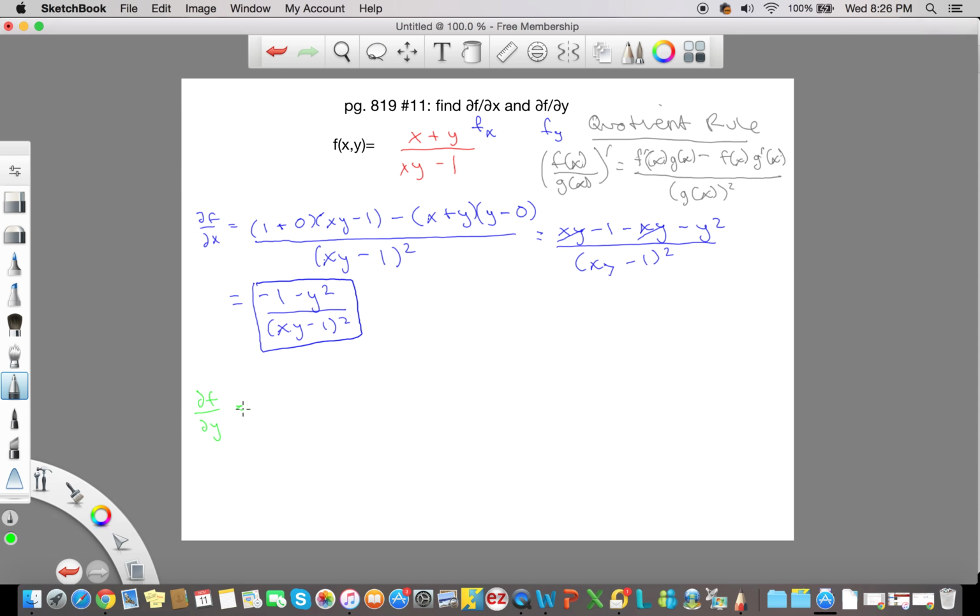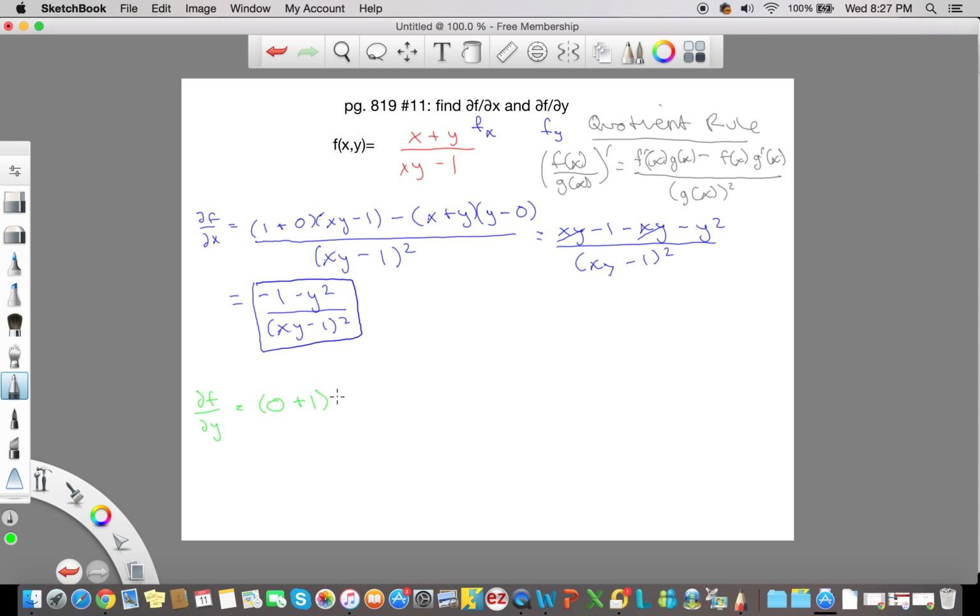So let's look at df dy. We're going to follow the same quotient rule just as before. The derivative of the first with respect to y: the derivative of x with respect to y is 0 because x is considered constant, and the derivative of a constant is 0. For the second, the derivative of y with respect to y is just going to be 1. Okay, so that's the first part, this term right here.